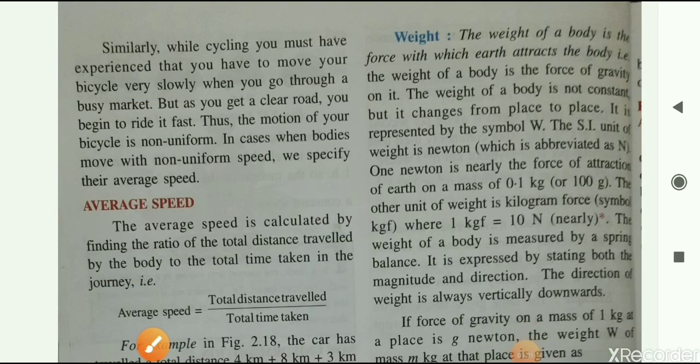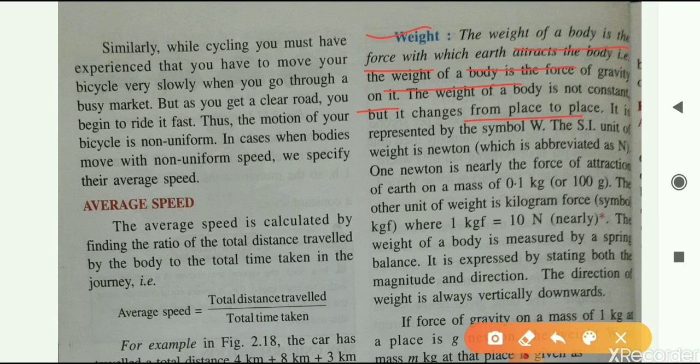Now weight. The weight of a body is the force with which earth attracts the body, that is, the weight of a body is a force of gravity on it. Means the weight of a body is defined as the force with which earth attracts the body towards itself. The weight of a body is not constant but it changes from place to place. Unlike mass, which remains the same at different positions, weight changes from place to place.